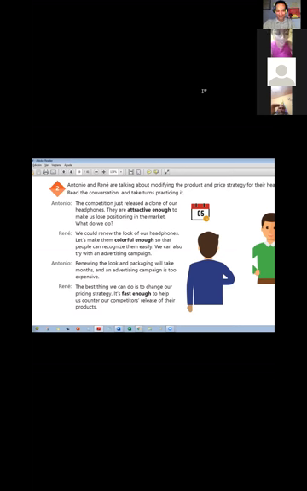Okay, let's start. The competitors just released a clone of our headphones. They are attractive enough to make us lose position in the market. What ought we do? We could renew the look of our headphones. Let's make them colorful enough so that people can recognize them easily. We can also try with an advertising campaign. Renewing the look and packaging will take months, and an advertising campaign is too expensive. The best thing we can do is to change our pricing strategy. It's fast enough to help us counter our competitors' release of their products.